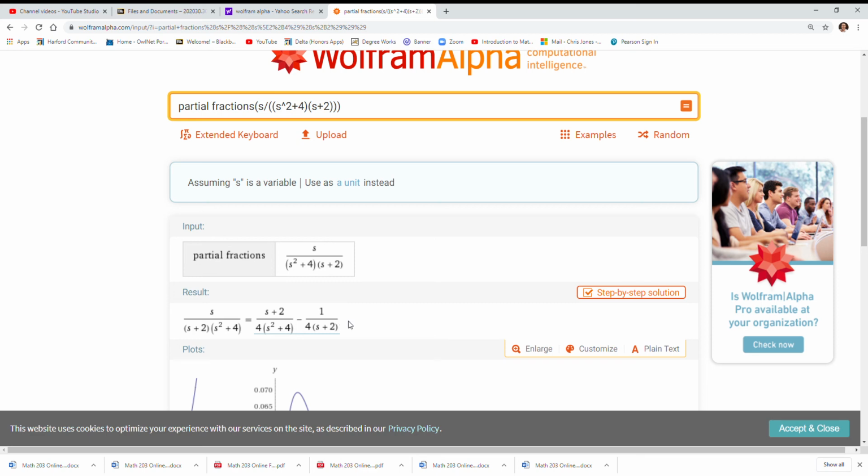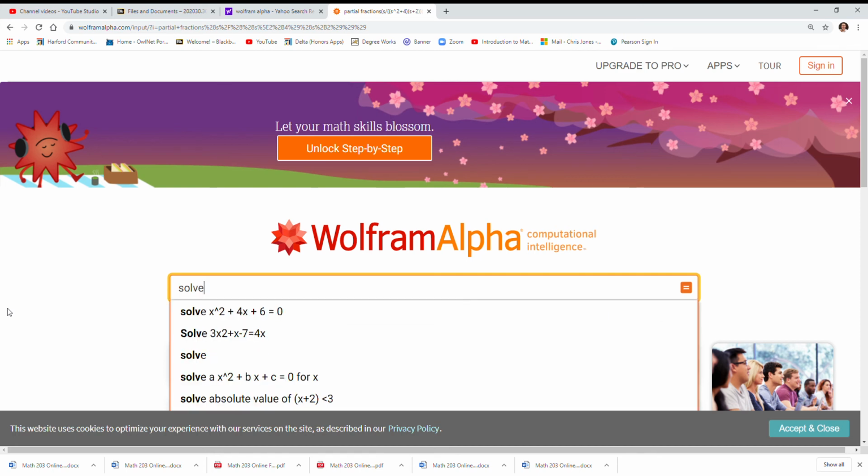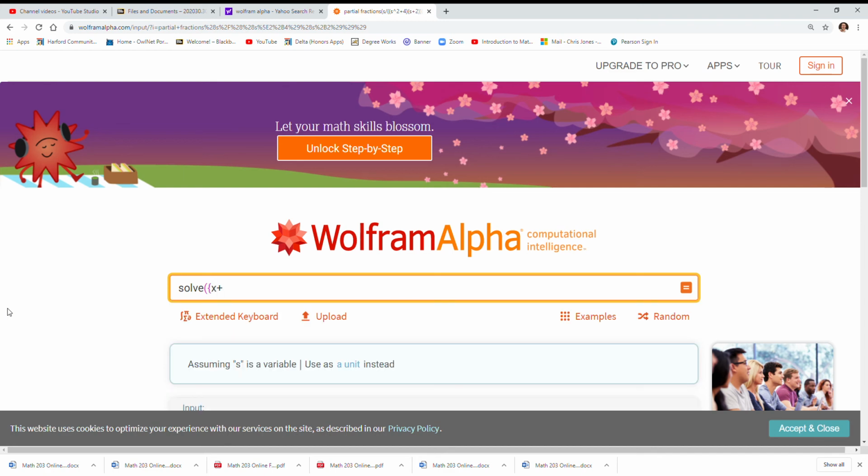One last thing I'll show you is that I believe we can use Wolfram Alpha to solve systems. So let's just have a really basic system. So let's solve the system where x plus y is equal to 1, and then we have x minus y is equal to, let's say, 3, right? And that should be a pretty easy system. In fact, I don't even know if we need the brackets on this.